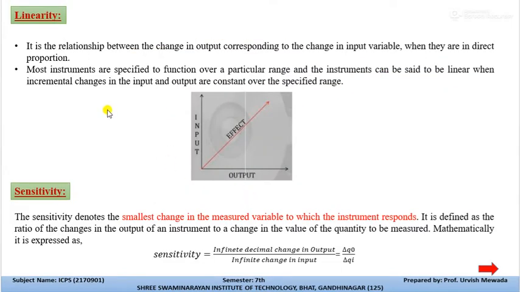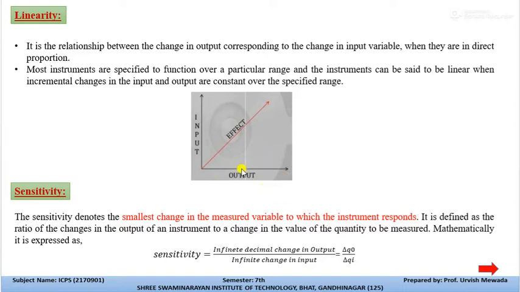Now the next definition is linearity. As we are all aware, linearity means a ratio between input and output. This is the diagram which shows the definition of linearity. Here is the graph of output versus input, and this is the response of the instrument. This red line indicates the effect. It is the relationship between the change in output corresponding to the change in input when they are in direct proportion. If both are directly proportional, it is called linear.